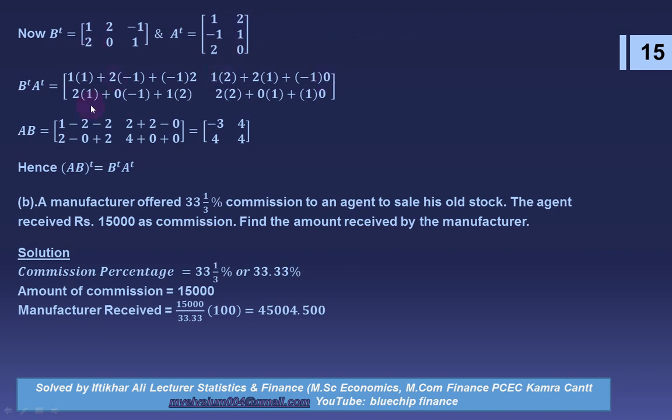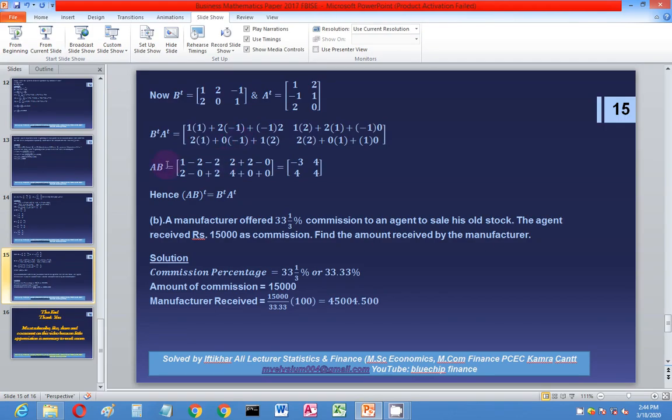After that, second row multiplied by first column and second row multiplied by second column, and after solving it, it will be equal to minus 3, 4, 4, 4. So hence it is proved that it is equal to the AB transpose.